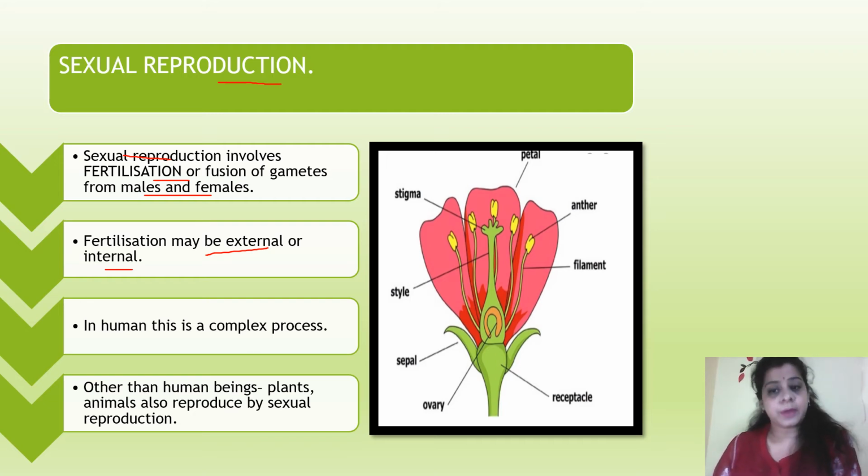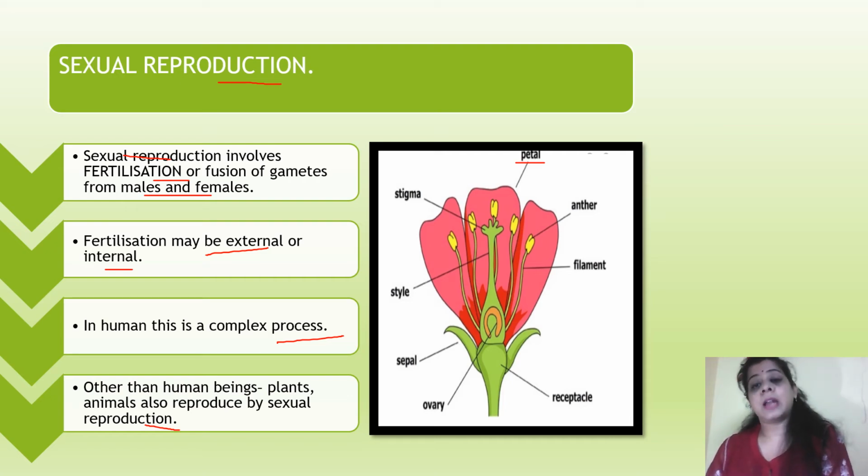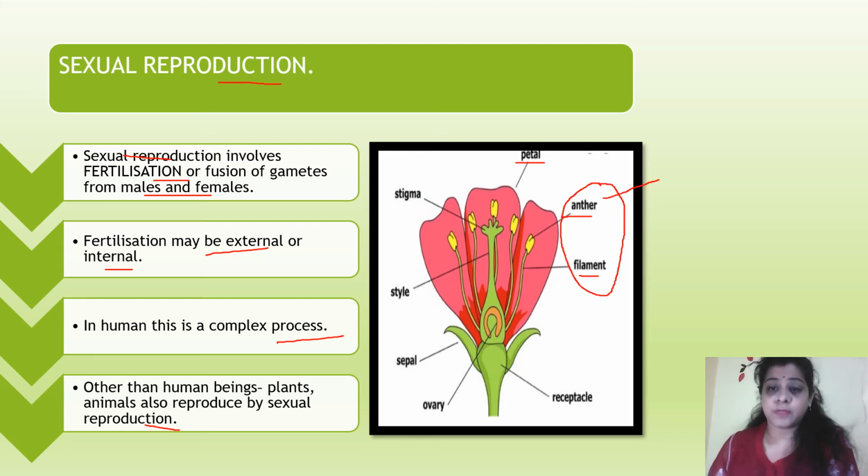In human beings, sexual reproduction is a complex and long process. Other than human beings, plants and animals also reproduce by sexual reproduction. Now you see over here, this is the petal. Here we will discuss the parts of a plant required for sexual reproduction. This is the anther and filament. Anther and filament are the male reproductive part of the plant, while stigma, style and ovary, these three, are the female reproductive part of the plant.